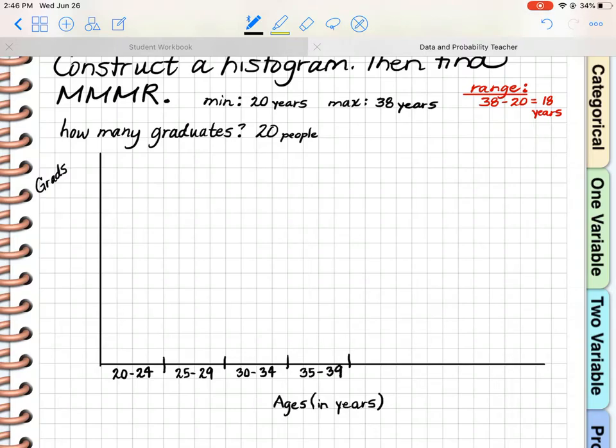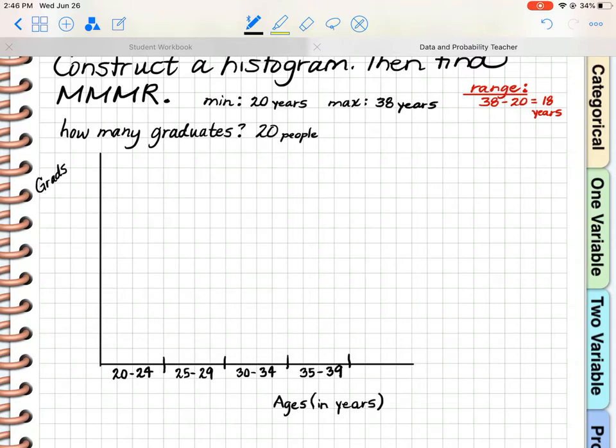And why do I not need to go any further? Because 38 years old was the highest, and it is covered in that interval. I don't have to worry about going any further. I am going to let my line come out just a little bit. I didn't mean to erase quite all of that.